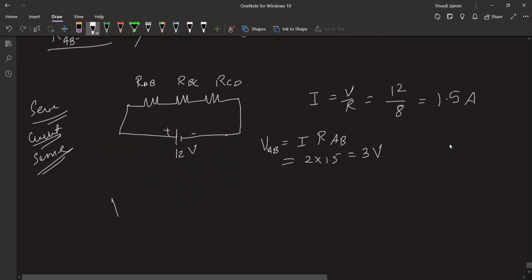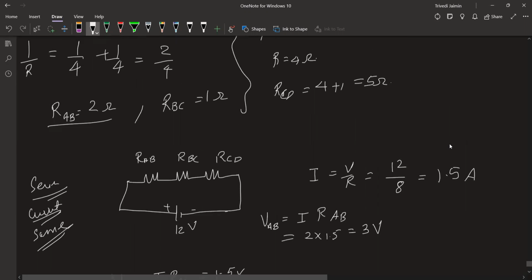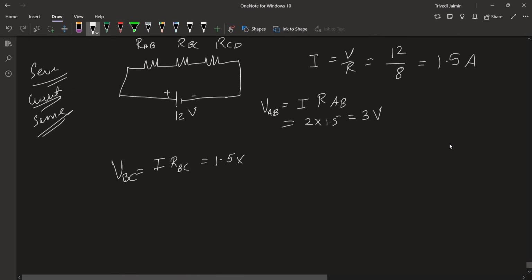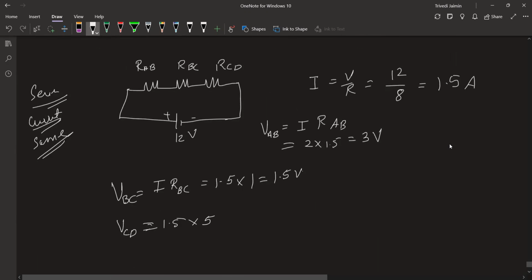Next, VBC equals I times RBC, which is 1.5 into RBC, how much is RBC? 1. So 1.5 volts. VCD is 1.5 into how much? 5, which is 7.5 volts.